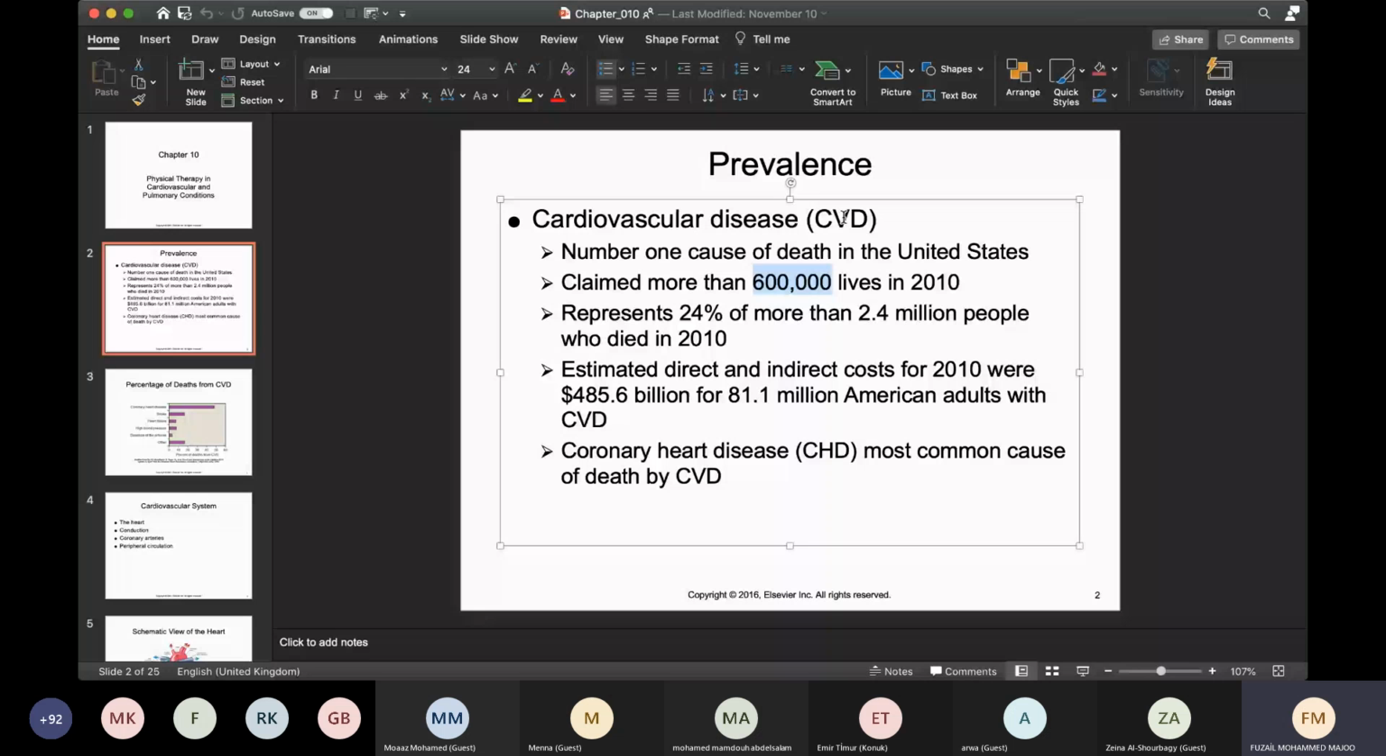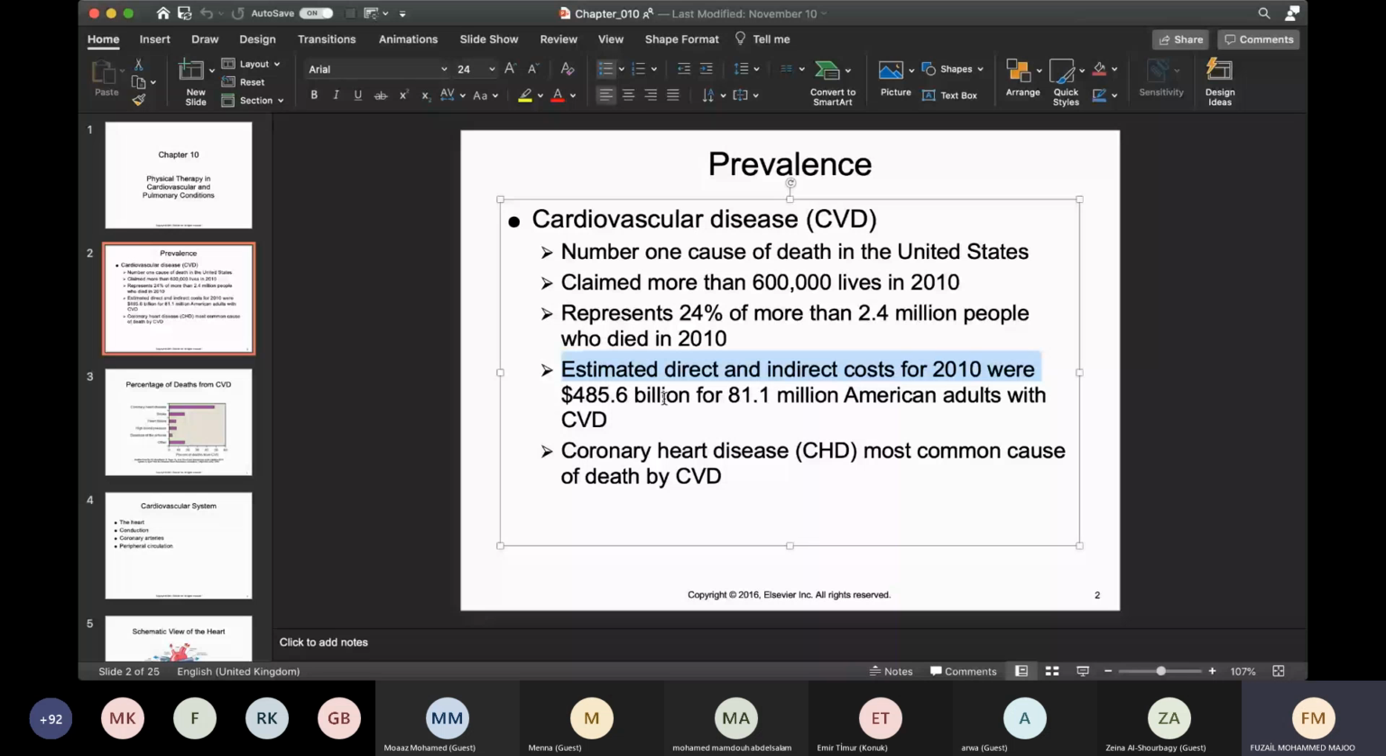When you look at direct and indirect costs, back then there were nearly $500 billion. You can imagine what that cost has skyrocketed to these days. For $500 billion, it was required to treat 81 million. This is the size of Turkey. So think of it this way. This is the population of Turkey, nearly 81 million people. If everybody in Turkey had CVD, it would cost Turkey about this much, actually probably much less, but nearly $500 billion.